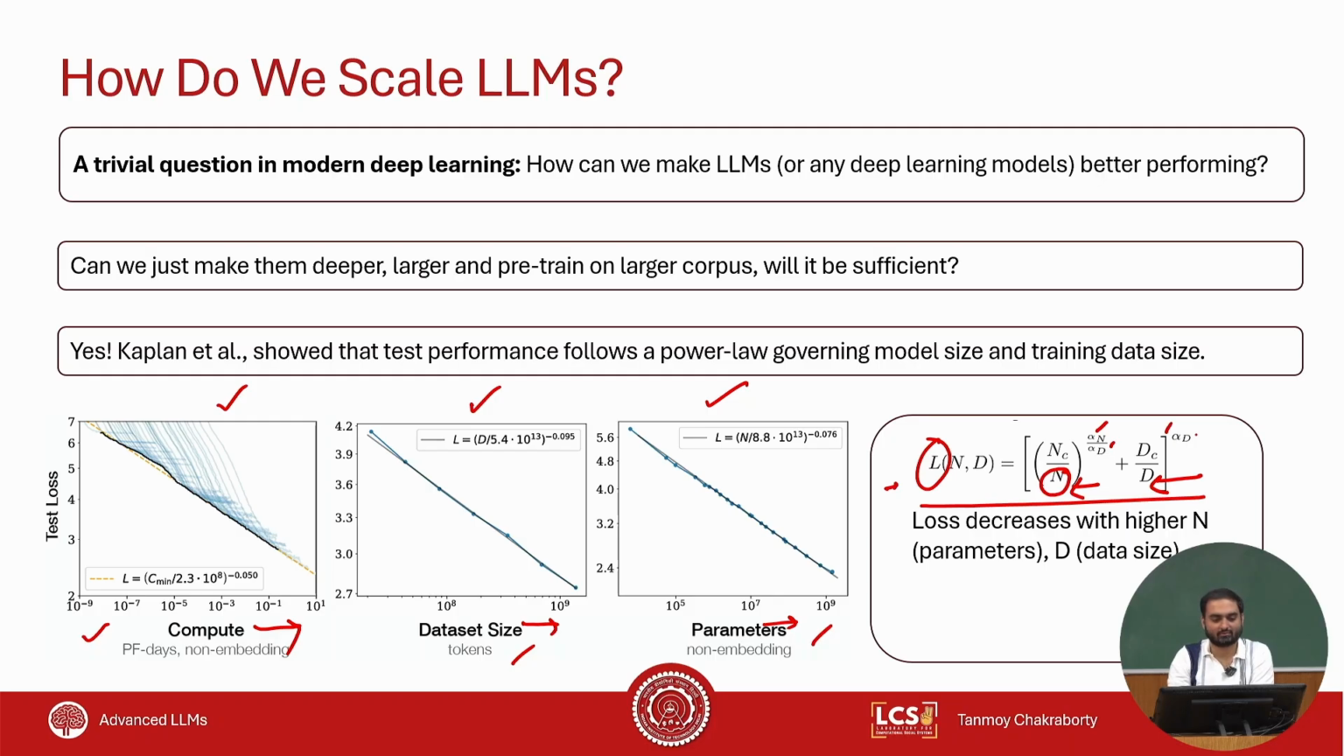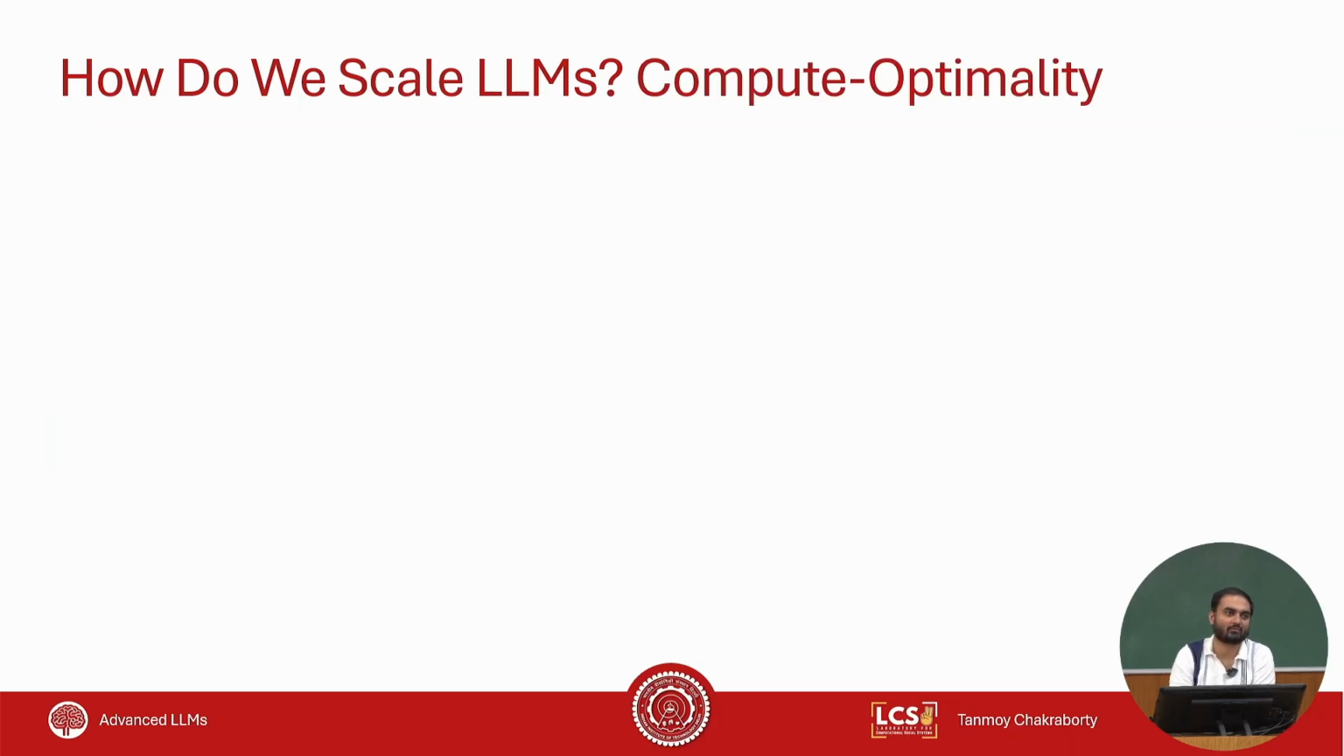So this is quite obvious, but if you think of it carefully, you cannot increase the number of parameters and the dataset size together. Why? Because you have a fixed compute, right? The compute is fixed, right? Now, given a certain compute, you have a flexibility to increase the number of parameters as well as the size of the data, right?